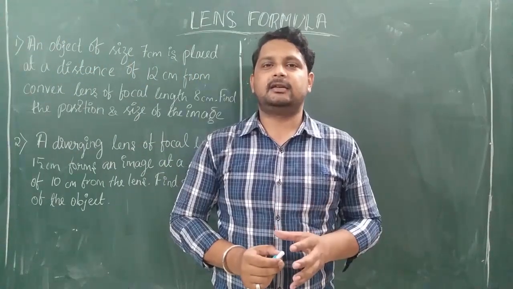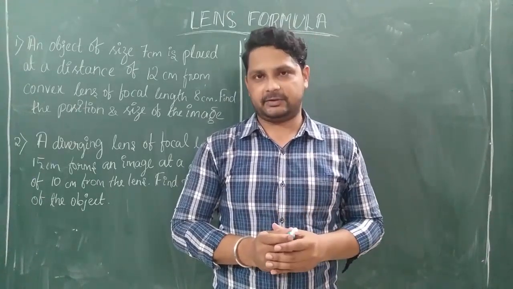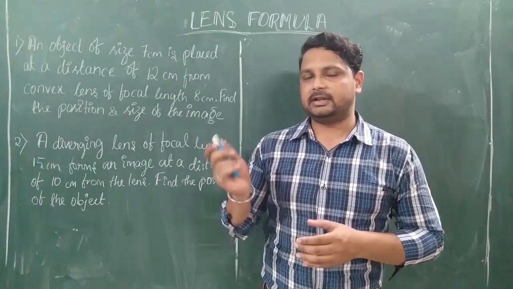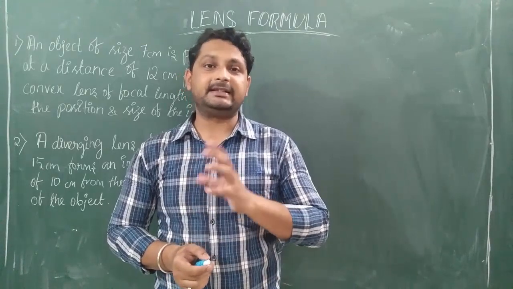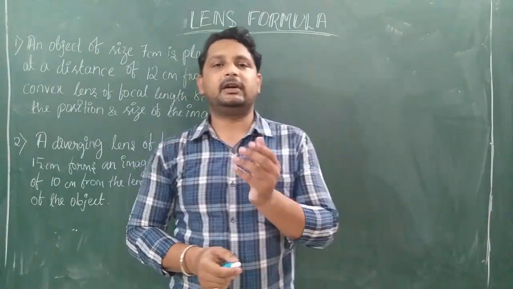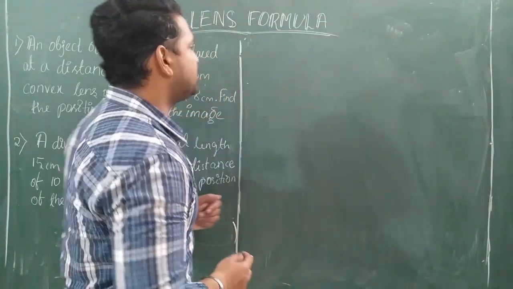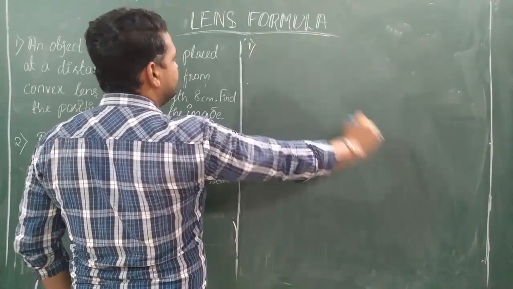Now let's see how to solve some numericals based on the lens formula. We have two questions and we will solve them one by one. So the first question: an object of height 7 cm is placed at a distance of 12 cm in front of a convex lens of focal length 8 cm. You have to find the position and size of the image. So first, let's see what is given.